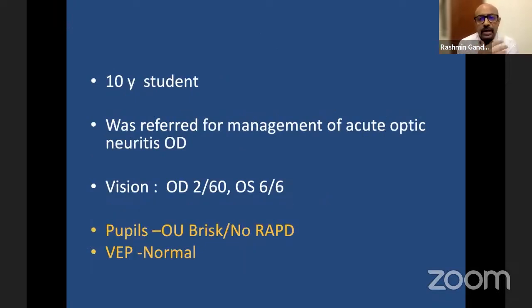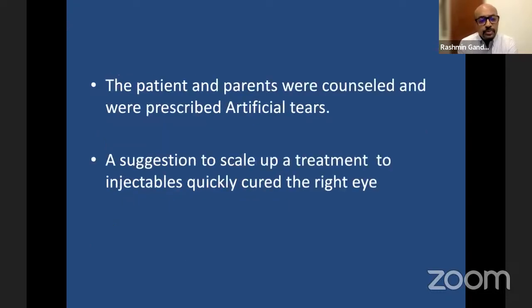And how do you manage somebody who has this kind of monocular profound loss of vision, as happened in this 10-year-old student who wanted to bunk his exam, and his visual acuity was 2/60, and the examination pointed to no obvious pathology. They were counseled, they were given artificial tears, and the patient was told that if artificial tears do not treat the problem, then you might just have to give a lot of injectables, and the next vision came 6/6.